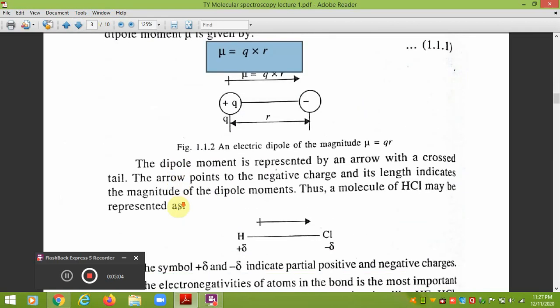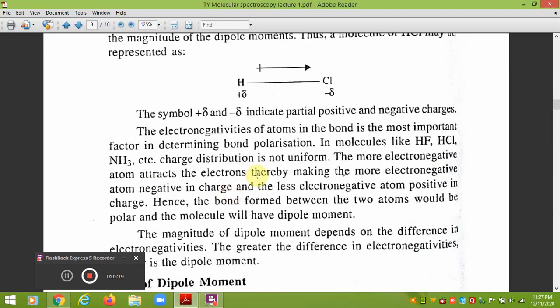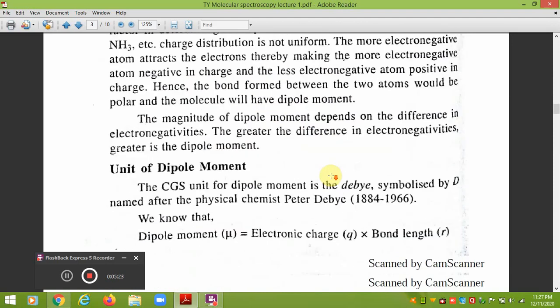It's very simple to define regarding this. For the dipole moment, the two atoms must have different electronegativity. Then it is possible to have a dipole moment for this molecule. An example is HCl. In this case, definitely hydrogen and chlorine have different values of electronegativity.